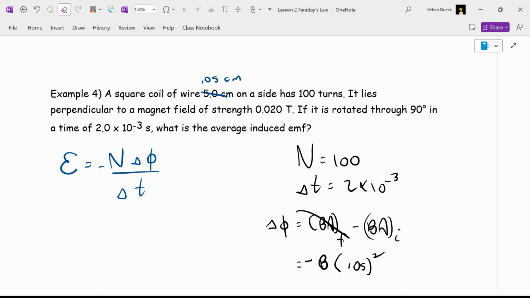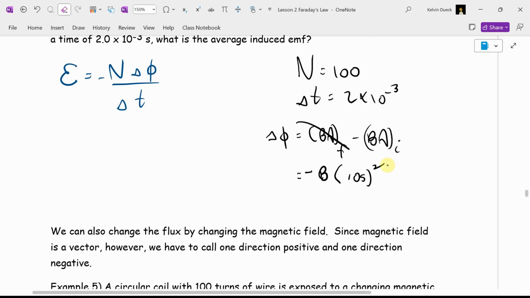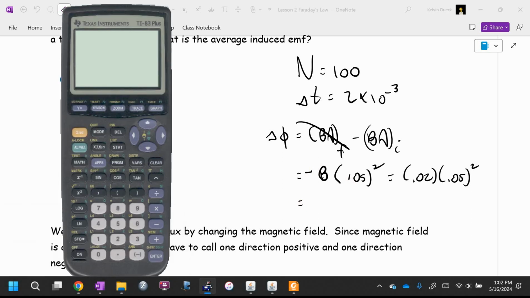All righty. What was it? 0.02 teslas. So it's going to be 0.02 times 0.05. Don't forget the squared. How big is the changing flux? Don't know. Oh, don't forget the negative, Mr. Dueck.